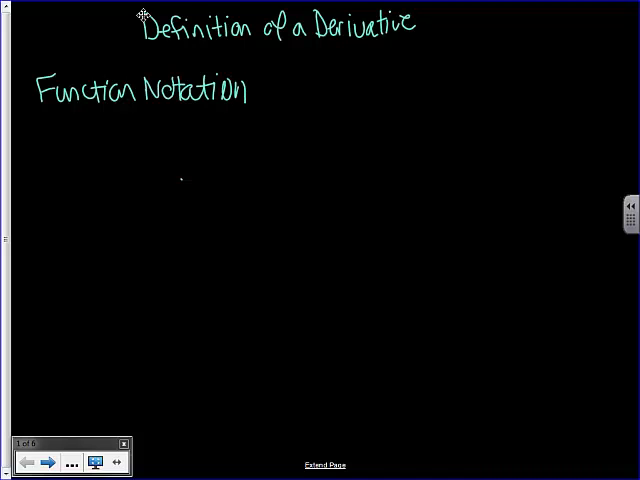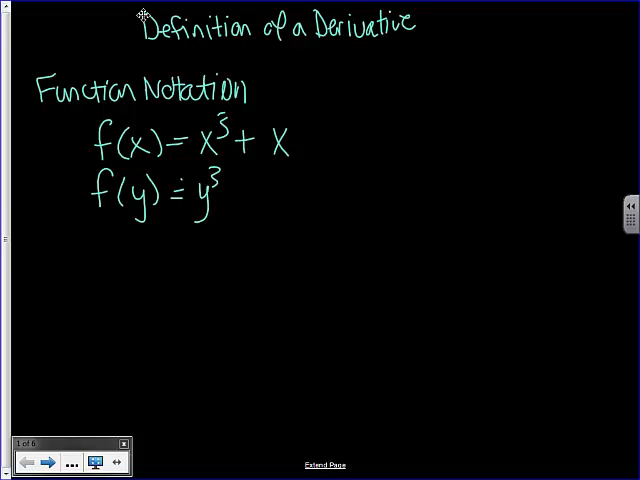Alright, if I tell you f of x equals x cubed plus x, well, what if I ask for f of y? Well, I'm going to take y and plug it in for x. So instead of x cubed, I'm now going to have y cubed plus y. Same kind of thing.